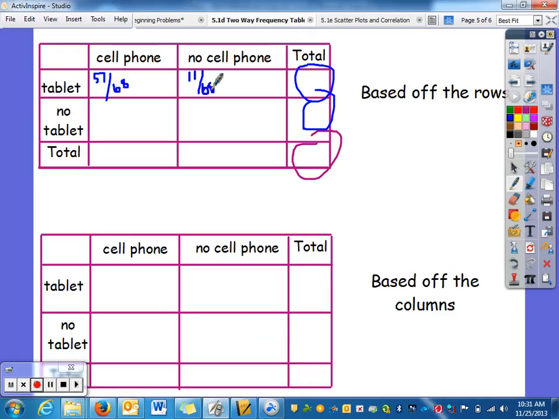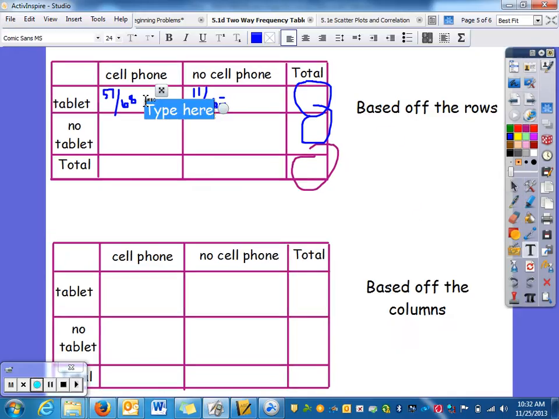Sorry about this. Alright, so I calculate all those out and get 83.8. I'm just going to round to the nearest tenth. 83.8%, or I can go 0.838. And then this would be 11 divided by 68, which is 16.2. And again, this would add up to 100% because we're taking 100% of this.